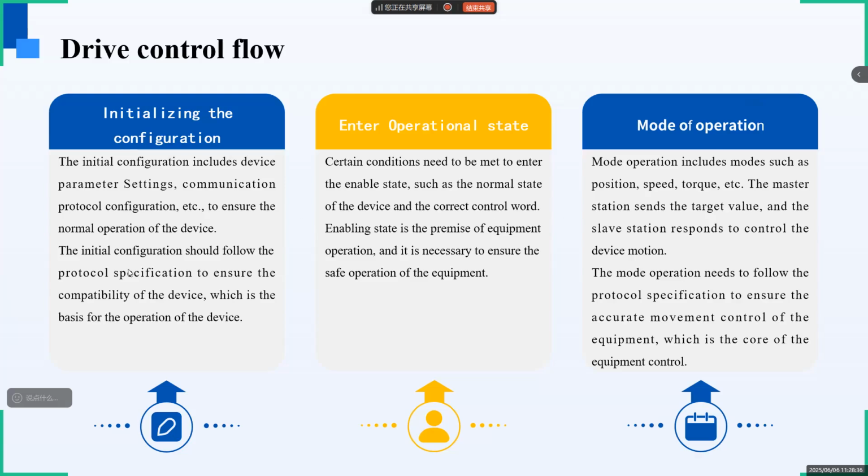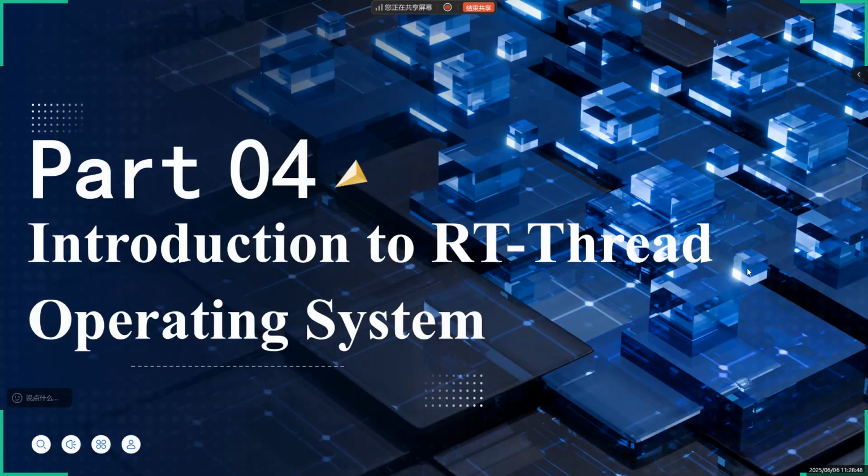The operation modes of the servo motor include cyclic synchronous position mode, cyclic synchronous velocity mode, cyclic synchronous torque mode, etc. The master station sends the target value, the slave station responds, and controls the device's movement.